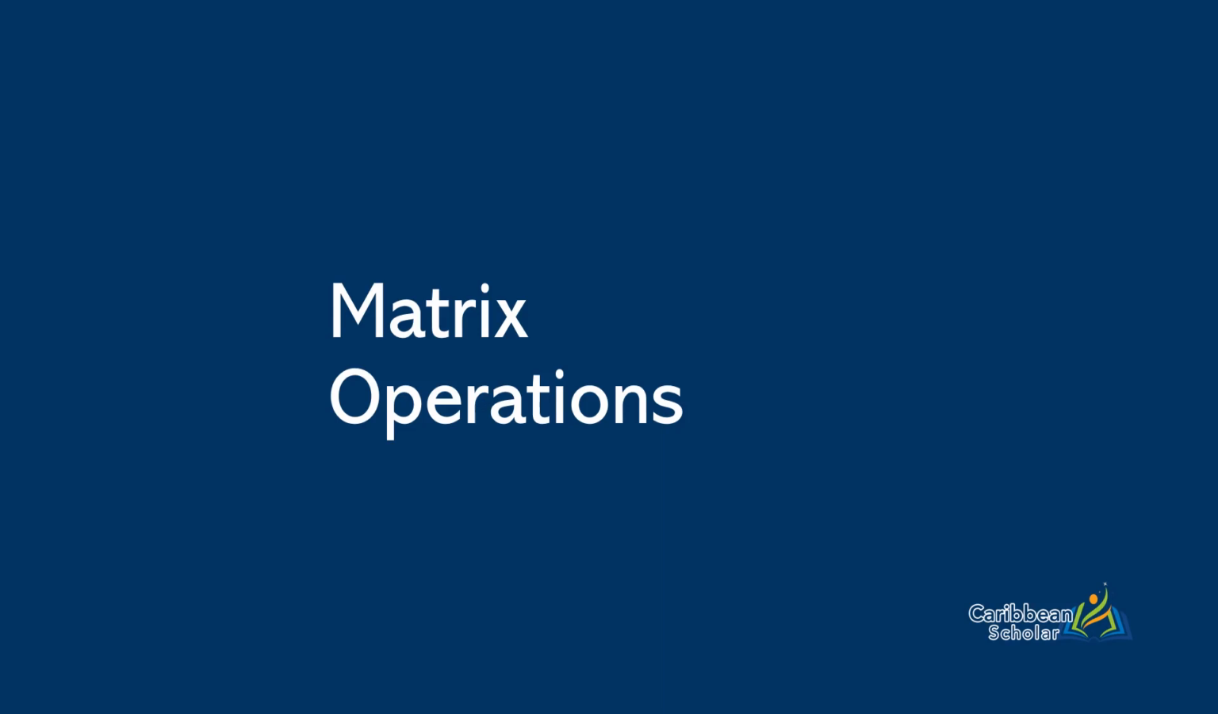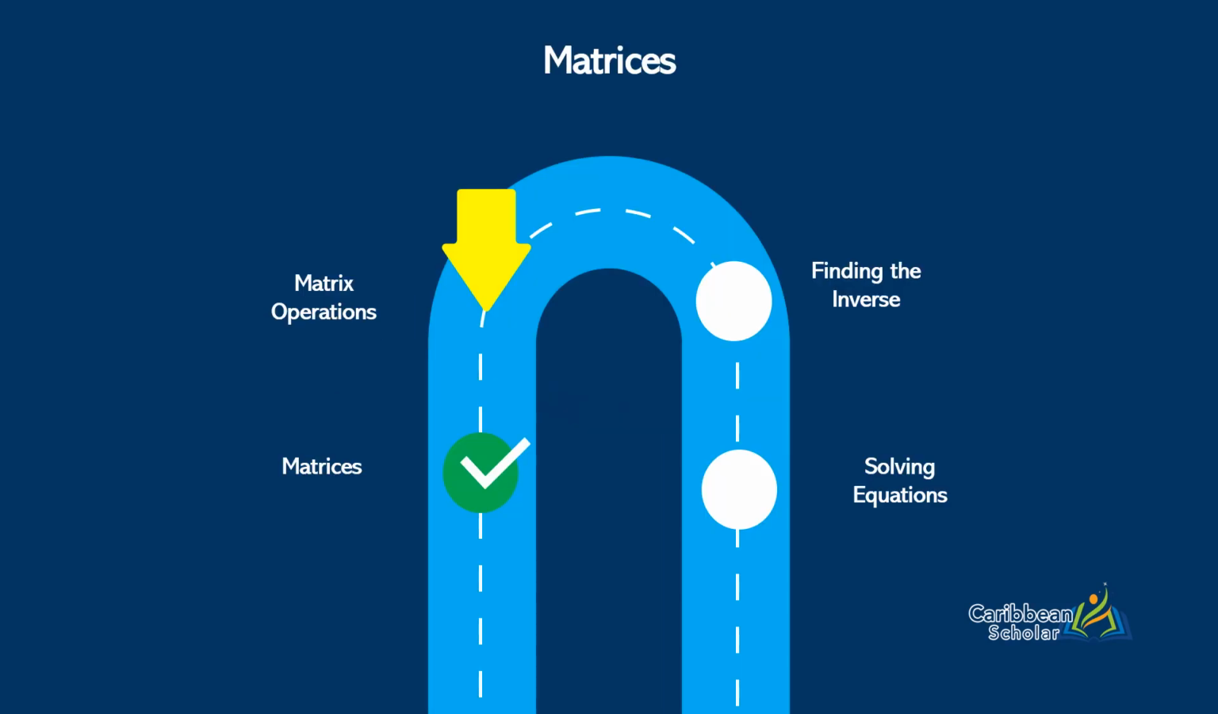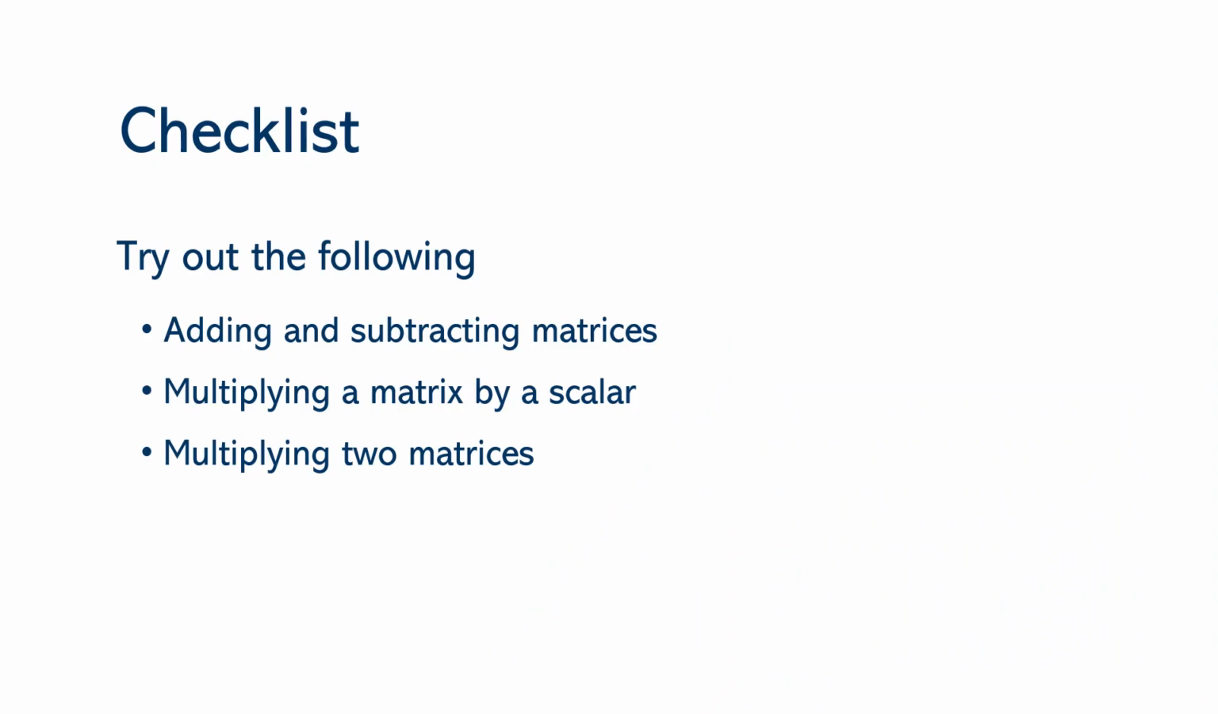Matrix operations. In this lesson, we want to talk about performing arithmetic operations with matrices, and then in the next lesson, we'll talk about finding the inverse of a matrix. And here's your checklist, and that is to try the following: adding and subtracting matrices, multiplying a matrix by a scalar, and then to try multiplying two matrices.